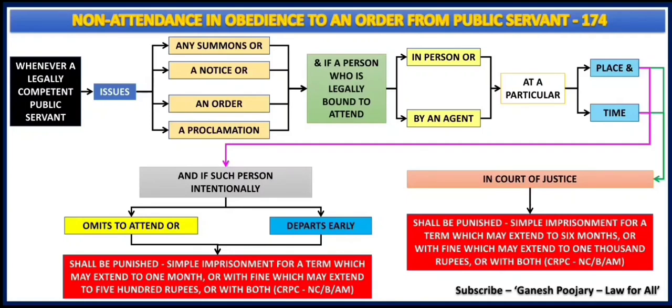In a nutshell, when a competent public servant issues any summon or a notice or an order or a proclamation to a legally bound person to attend in person or by an agent in a particular place and time, and if he is omitting or departing early, that becomes an offense, and that has a simple imprisonment for 1 month or fine of 100 rupees, or with both, that is the punishment. And if such order is to attend in court of justice and if somebody is omitting or departing early, then the punishment goes severe there. It might go up to 6 months of simple imprisonment or fine up to 1000 rupees, or with both. That's all we need to understand from section 174.